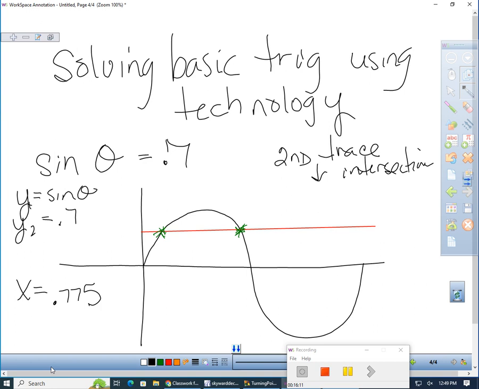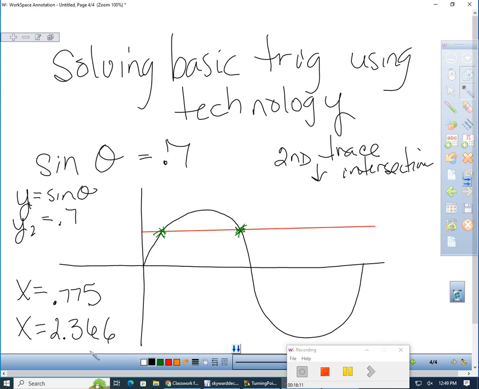Then we are going to repeat the process, but this time we have to move our cursor closer to the other intersection point. So we're going to go second and trace, down to intersect. Move your cursor on the first curve closer to where they intersect. Move it on the second curve closer to where it intersects. And enter one more time. This time what you get for our second x equals? 2.366. Make sure you go 3 decimal places, okay?